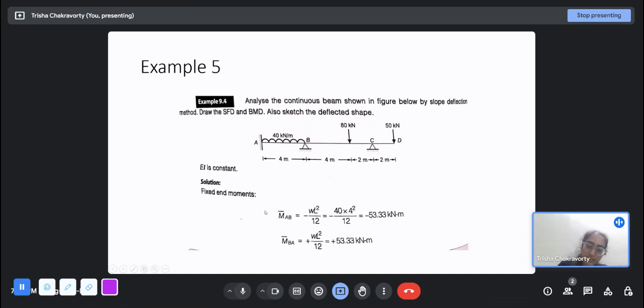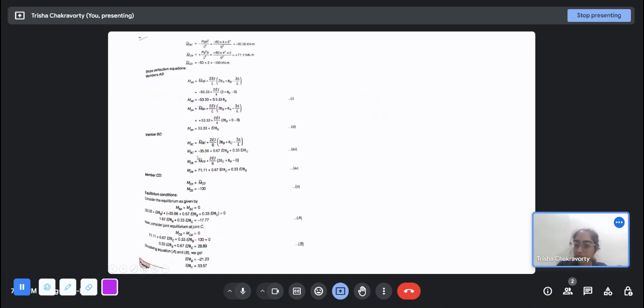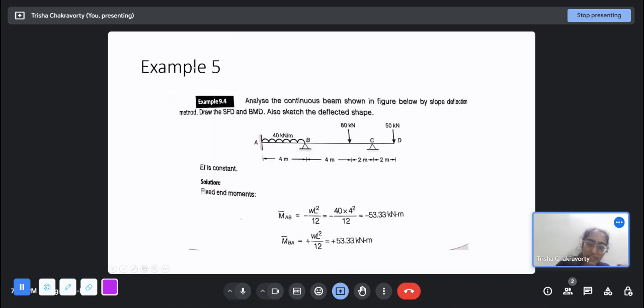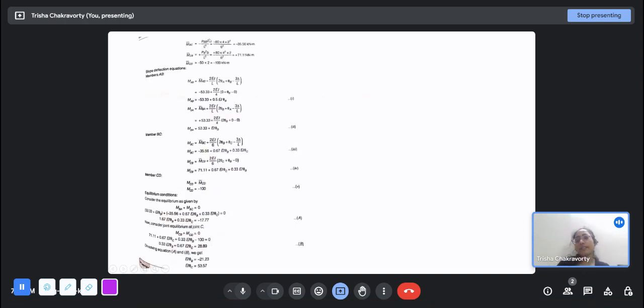So for this part, the fixed end moments will be WL square by 12, minus and plus respectively, 40 into 4 square by 12 here. For this part, this 80 is no longer at the center, so we use this formula. MBC bar and MCB bar are PAB square by L square, and PA square B by L square, where A is the distance from the left end and B is the distance from the right end. So 4 and 2 respectively. So the MBC bar is minus 80 into 4 into 2 square by 6 square, and MCB bar is 80 into 4 square into 2 by 6 square.